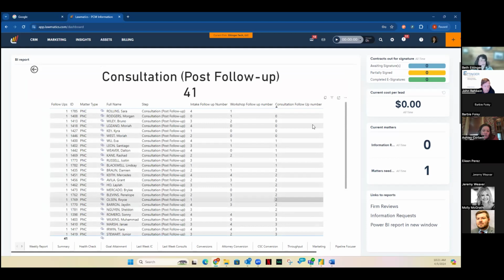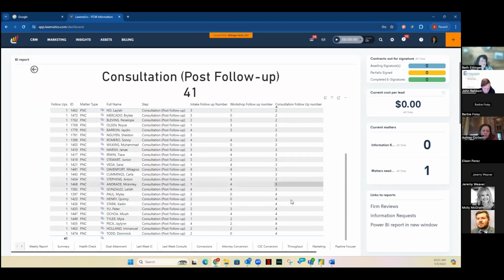This is something Molly always asks, what follow-up are they on? This is everyone who is in consultation follow-up, and this is how many follow-ups have been done with them. So all the way down through. So these numbers down here, these guys are about ready to fall off and go into the no response.